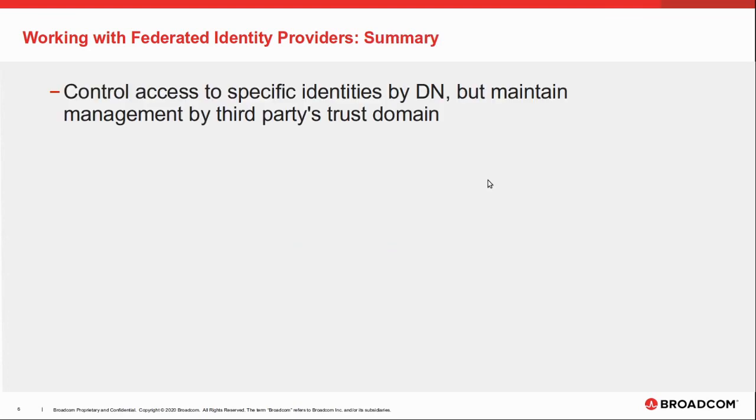So in summary, federated identity providers can control access to specific identities by DN, but maintain the management by third parties' trust domain. Now, in this case, the gateway is still not having to deal with vetting the users. All we say is we will accept a user with a specific distinguishing name in the subject. We can create explicit groups of users, but we can also create groups based on DN pattern matching in the form of virtual groups. And this is a very powerful concept.